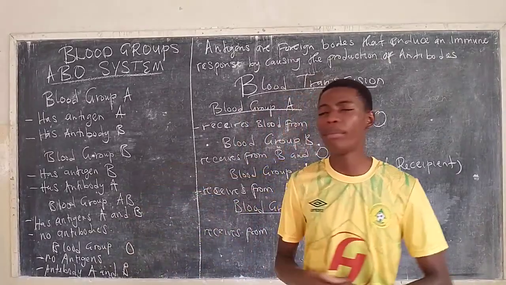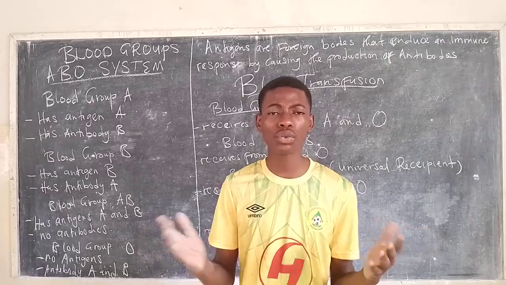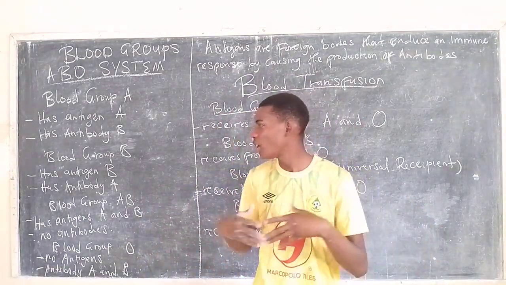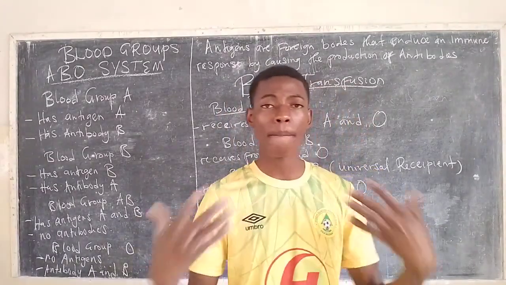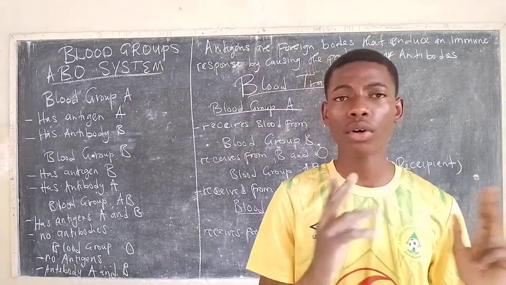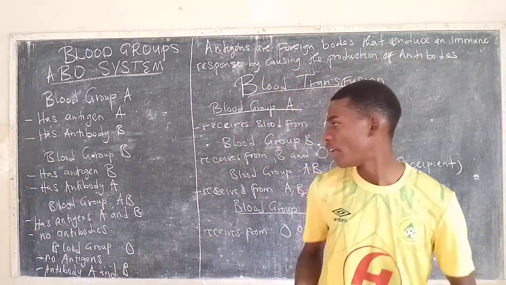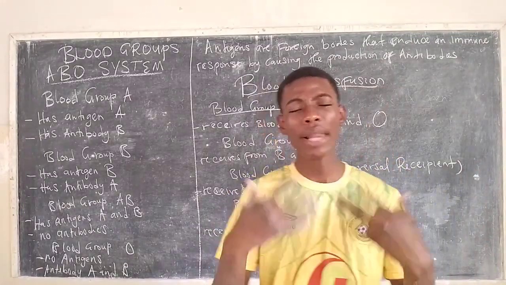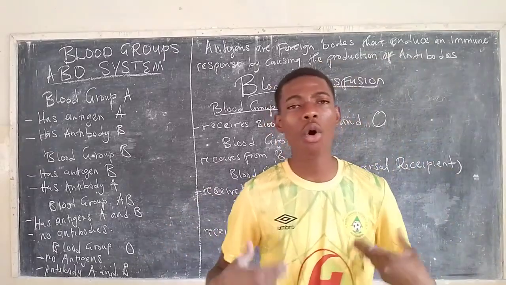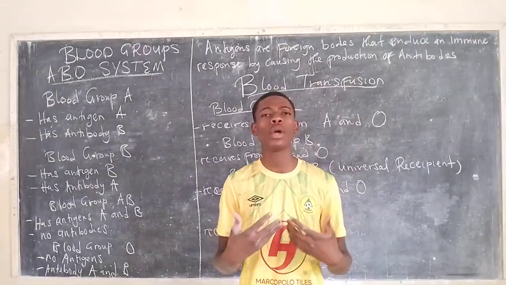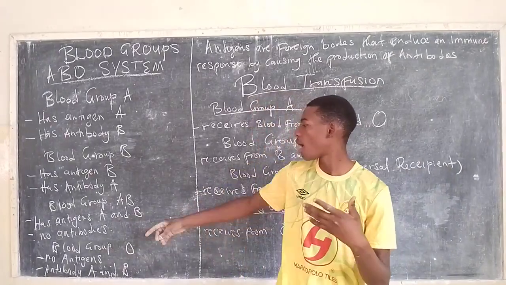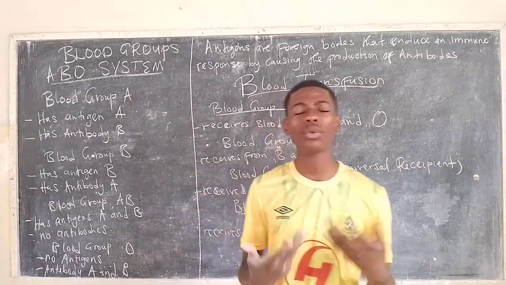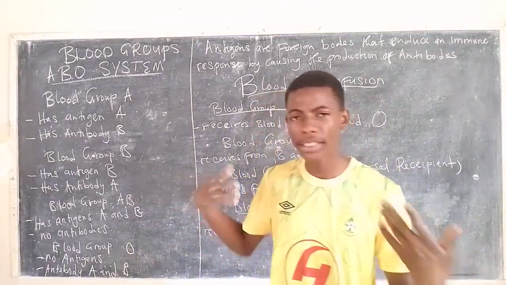Now we have blood group B. As I said, the antigens will always correspond to the blood group. So blood group B will have an antigen B, but the antibody will be A. Now the other blood group that we have is blood group AB. Just as we said, all the antigens must correspond to AB, so it will have antigens A and B. Then the other thing that we have is no antibodies.